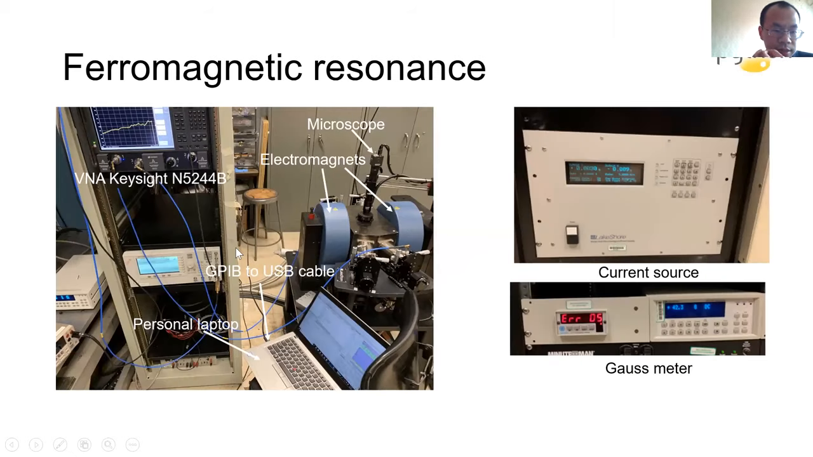For the setup of this FMR system, there are three important devices. One is the VNA, the other is the electromagnet with the Gauss meter to measure the field, and the third is a current source to supply the current to control the electromagnet.